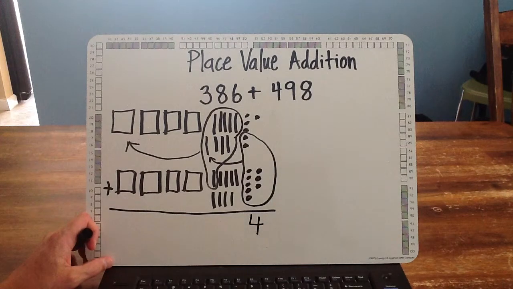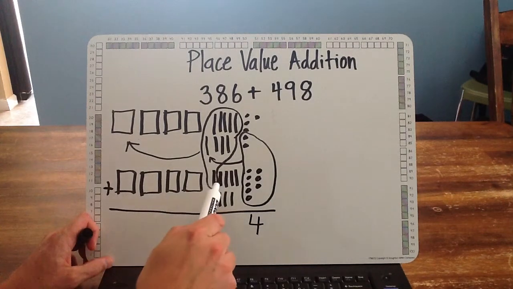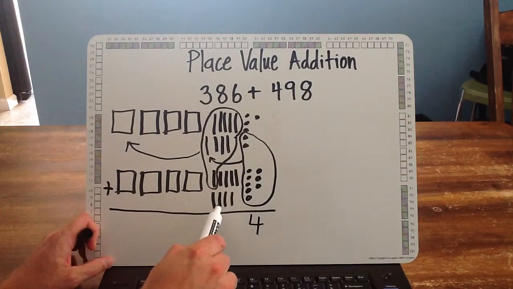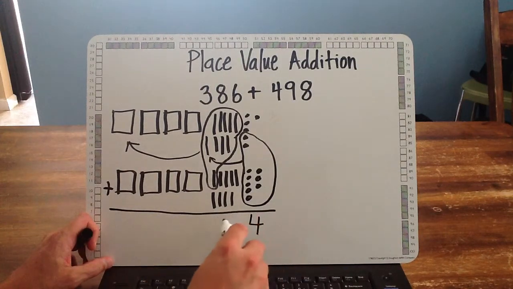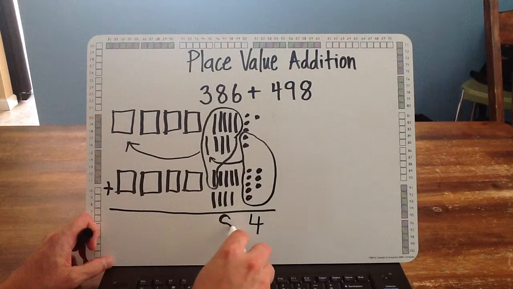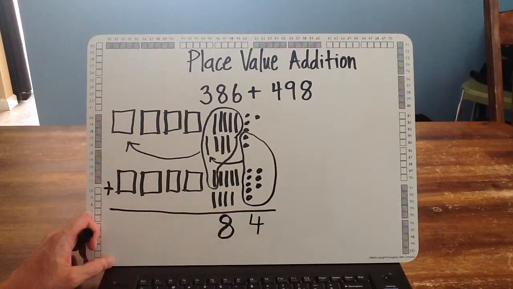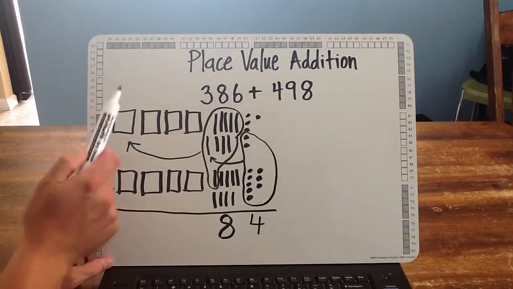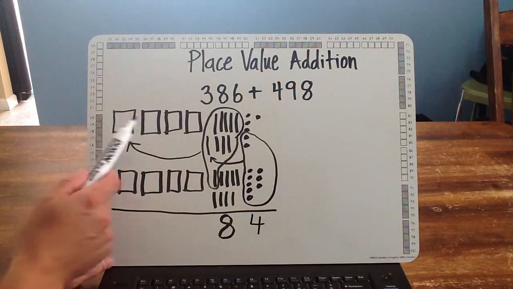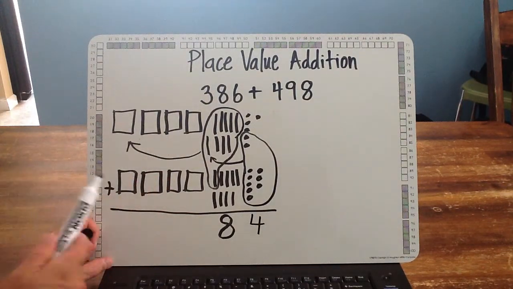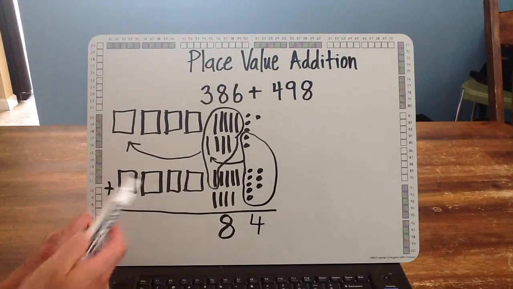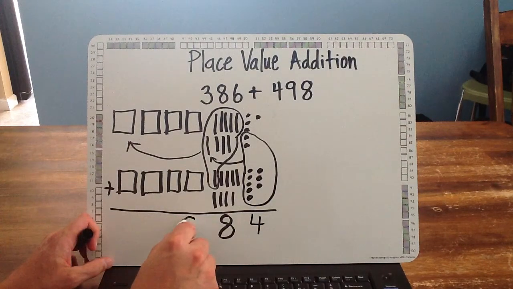Now I count how many tens I have left over. 10, 20, 30, 40, 50, 60, 70, and 80. So that gives me 8 tens or 80. And now I look at my hundreds place. And in my hundreds place I have 4 hundreds here. 100, 200, 300, 400. 500, 600, 700, 800. So my final answer is 884.